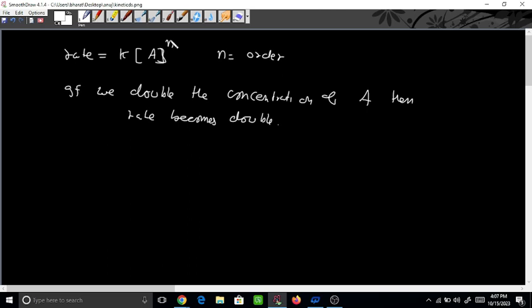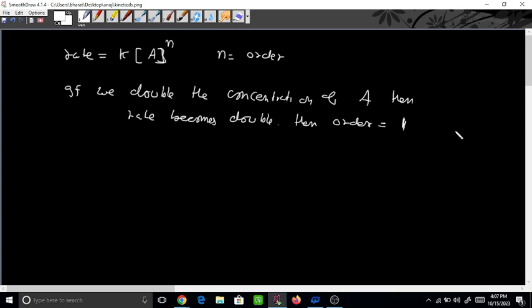Okay, then if this value is 1, then only it becomes double. If this value is 1, understood or not? If we double the concentration of A, rate also becomes double. So n should be 1 only, then order is equal to 1.